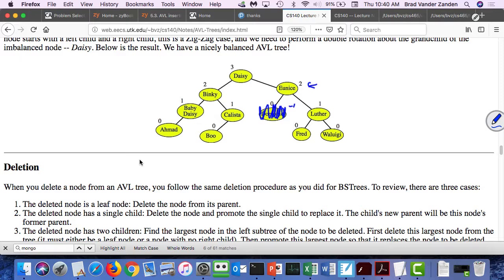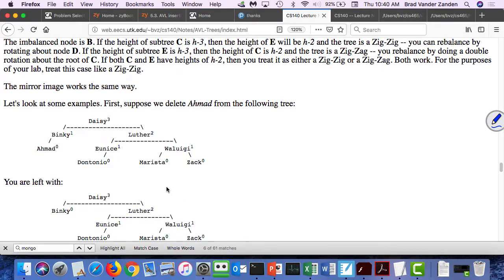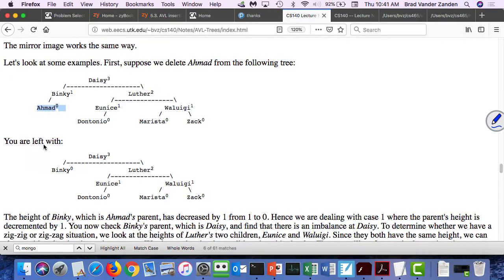the first case. So here's a tree with Daisy, and we're going to delete Ahmad. Okay, when we delete Ahmad, we are left with the subtree you see here. So you can see Ahmad has disappeared. You can also see that Binky's height changed from 1 to 0. The subtree rooted at Binky is balanced by default because Binky is a leaf node. But if we compare Binky and Luther, we see their heights differ by 2.